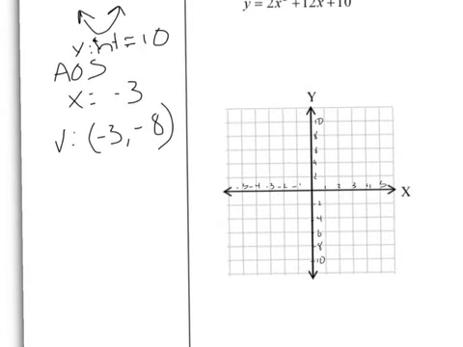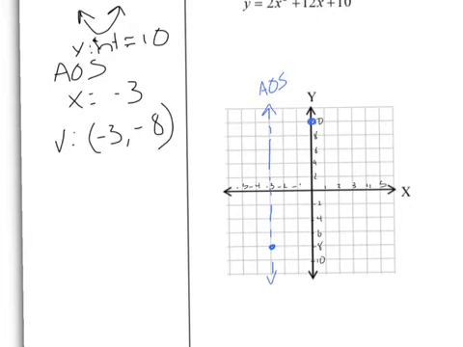Negative 3, negative 8. Well, that's this point right there. That's my vertex. So that's going to be the minimum of my function. And I have this line, x equals negative 3. That's my axis of symmetry. And I have a y-intercept at 10.